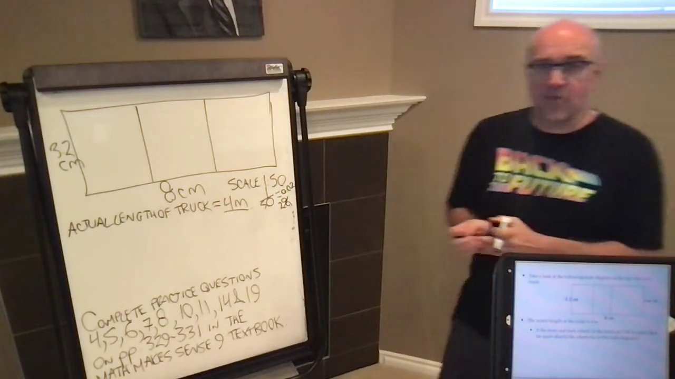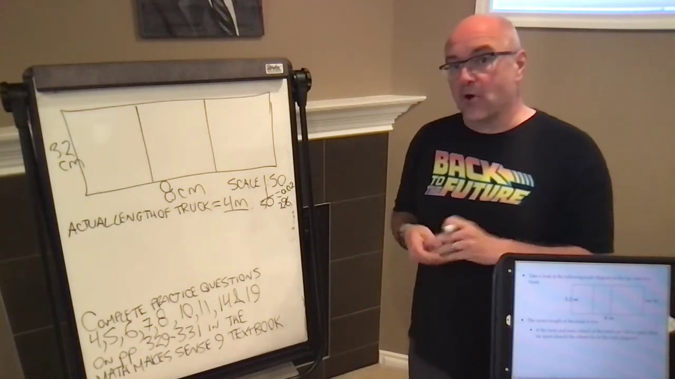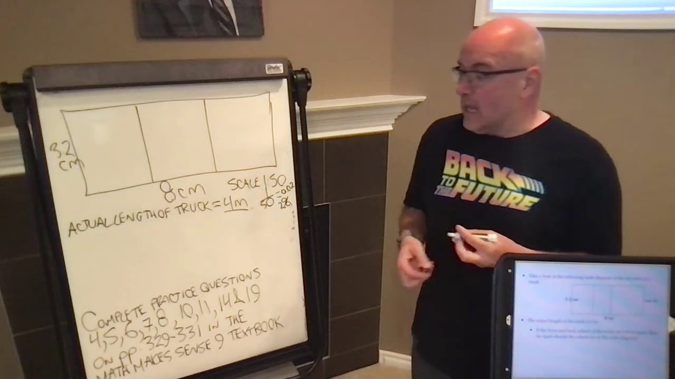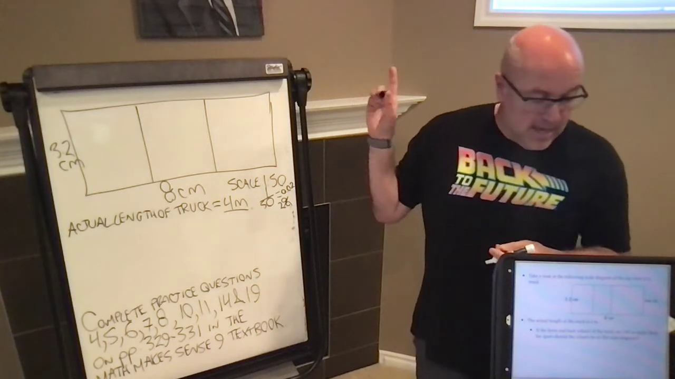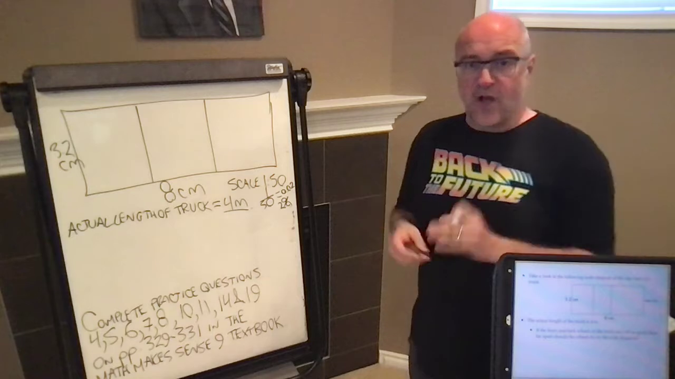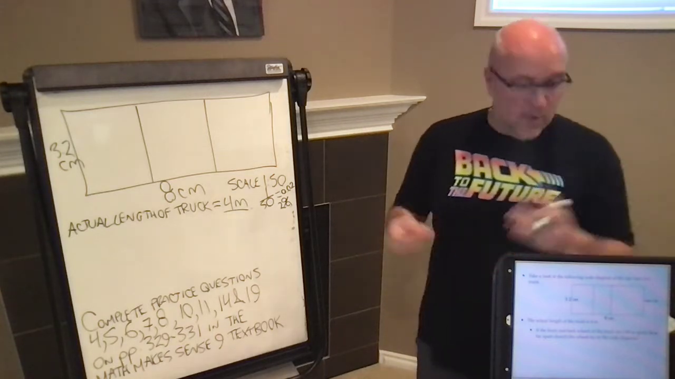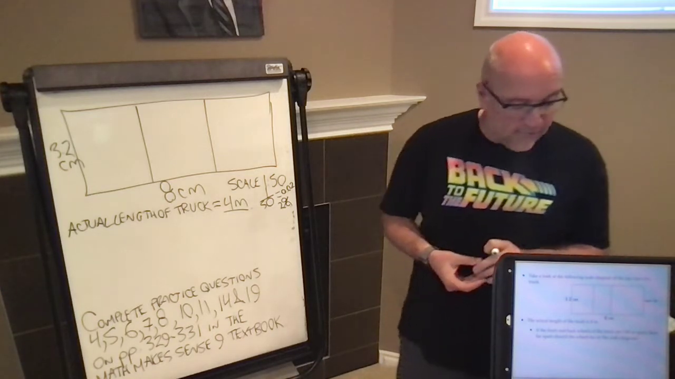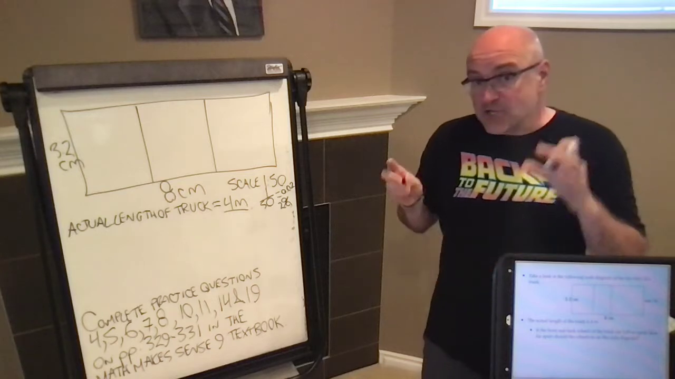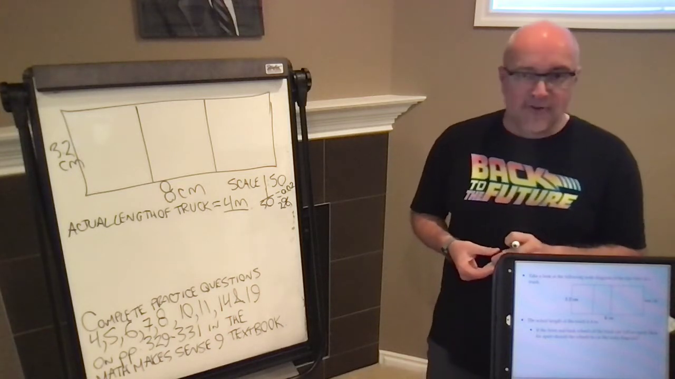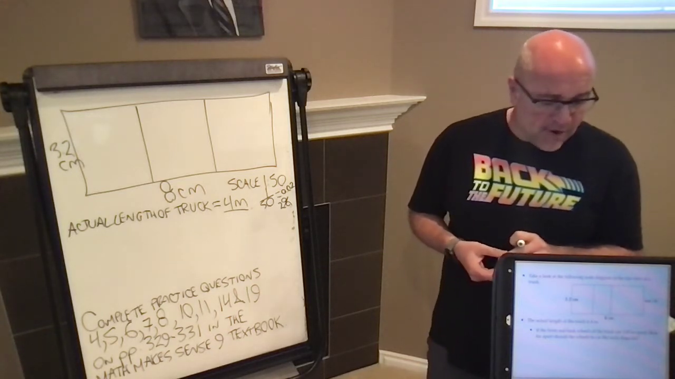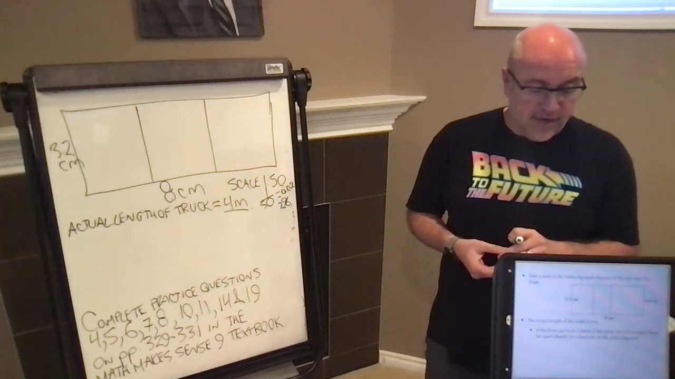There are 2 questions we'd like to answer about this before I give you your homework for tonight, and then that's it for today. This is right off of the slides, but I will read the question to you. The first question is, if the front and back wheels of the actual truck are 3.85 meters apart, how far apart should the wheels be on the scale diagram?